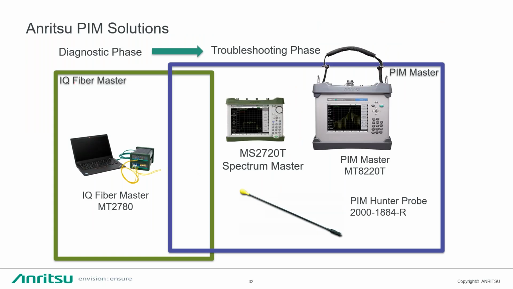So if I look at the entire flow from doing a diagnostic phase to troubleshooting phase, the IQ FiberMaster is a new product, and it gives you that diagnostic data. That diagnostic data can then be taken into the troubleshooting phase where you're using things like our PIM Master, our Spectrum Master with the PIM Hunter probe, so that you can locate the exact nonlinearities on the rooftop or in the environment that can be causing your PIM.